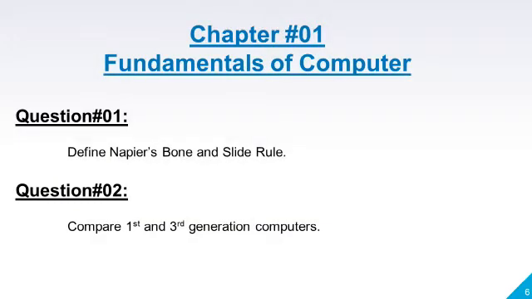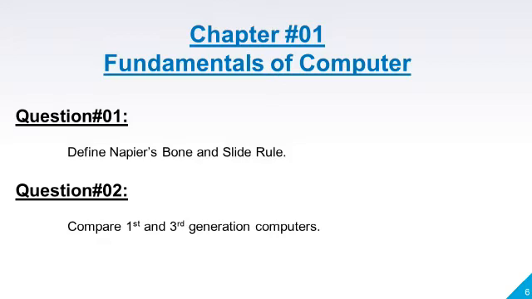First of all, we are going to discuss our chapter number 1, Fundamentals of Computer. Fundamentals are the basics of the computer: how the computer evolved, what is the history of the computer, what are the types of computers, what are the classifications of computers, and how you can use computers in your daily life. The first short question is, define Napier's bone and slide rule.